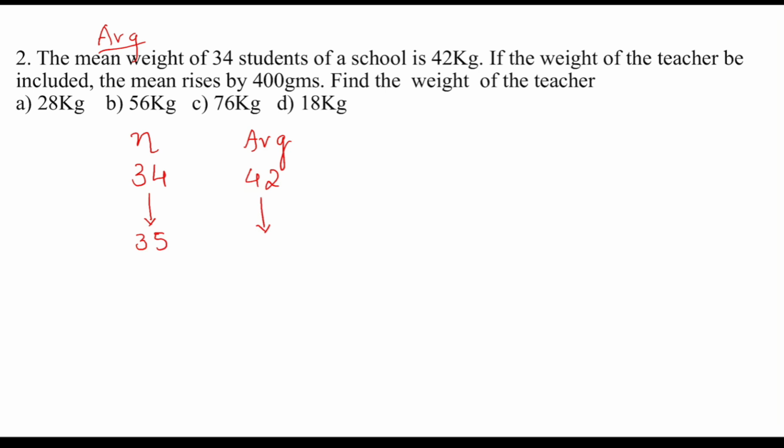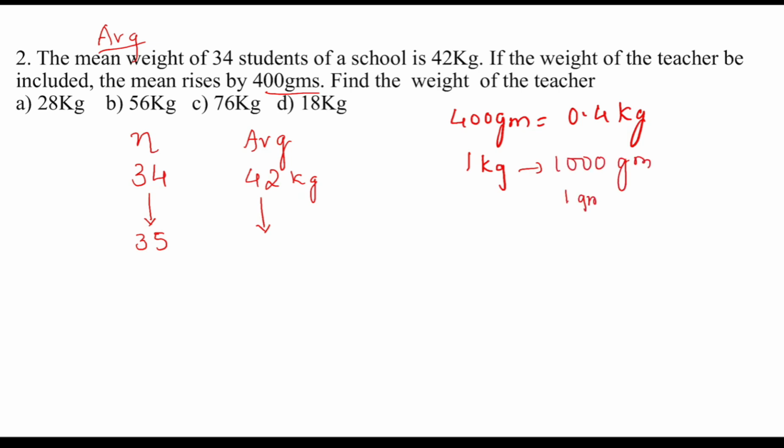400 grams. So the average is in kg, 42 kg, but this is given in grams. So let me convert grams to kg. 400 grams is equal to 0.4 kg. We know that 1 kg is equal to 1000 grams, isn't it? So 1 gram is 1 by 1000 kg. So 400 grams is 400 divided by 1000, which is equal to 0.4 kg.